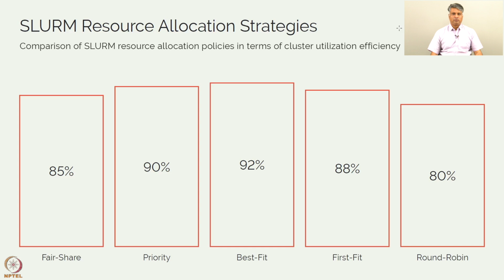There are different policies for utilizing the cluster efficiently. You could have a fair share policy which might give you 85% efficiency, and a priority queue which might give 90%. These are just numbers given as examples. You can see how these allocation policies effectively determine your cluster utilization, and this is specific to each cluster.